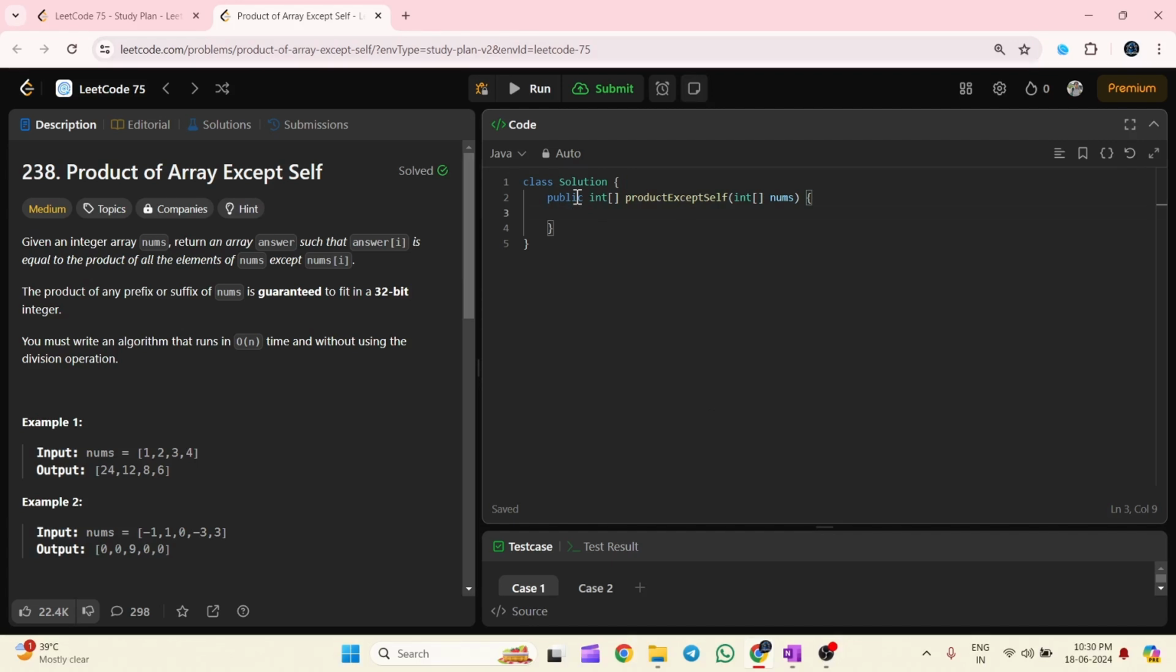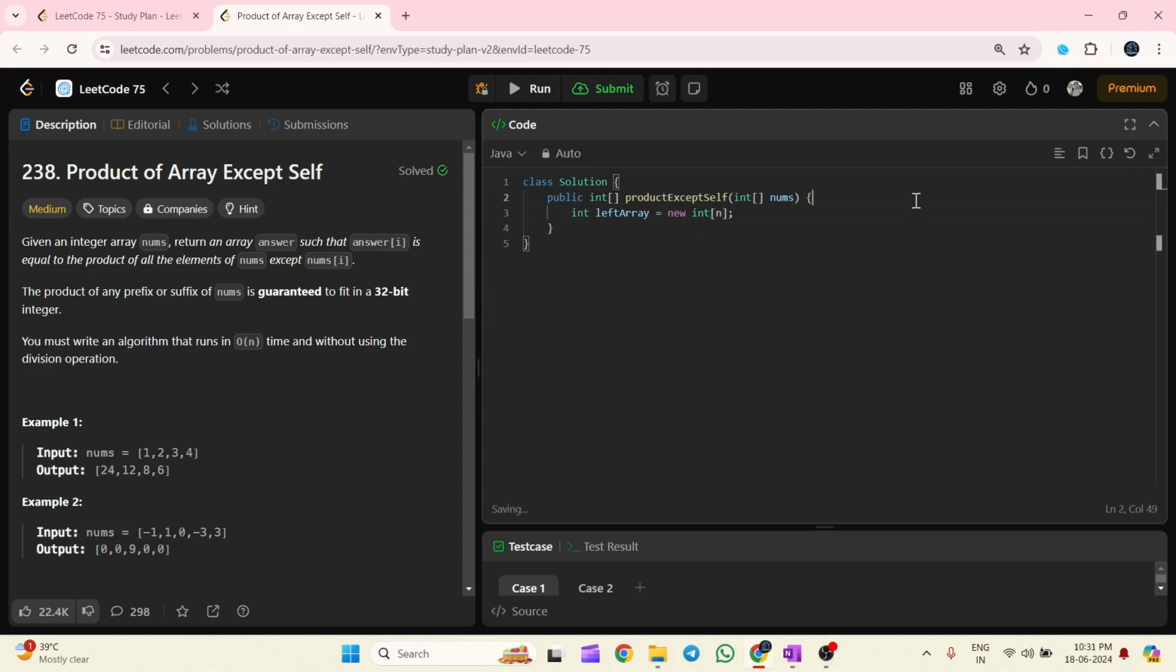Okay, so now what we have to do first of all is create an array. We have to create an array and initialize the first and last element of both arrays. So we are going to create an array. So left array is equal to new int, and here I have to pass the size of the array.